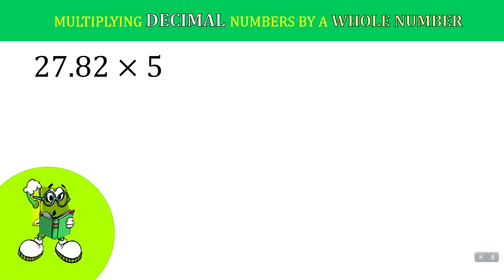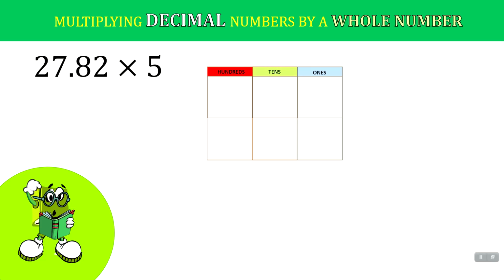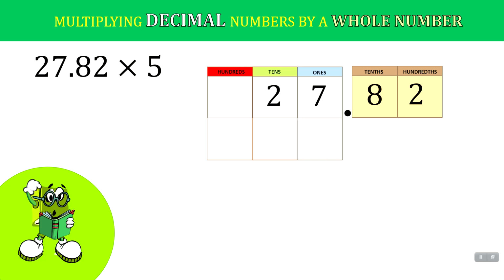Let's look at another question. 27.82 multiplied by 5. Again, the place value chart. We notice there are 2 digits after the decimal point in the question. And so we have to add 2 more columns for tenths and hundredths. And then we can line up our digits, starting with hundredths going left, just to make sure we put every digit in the right place. 8 is in the tenths column, 7 is in the ones column, 2 is in the tens column.